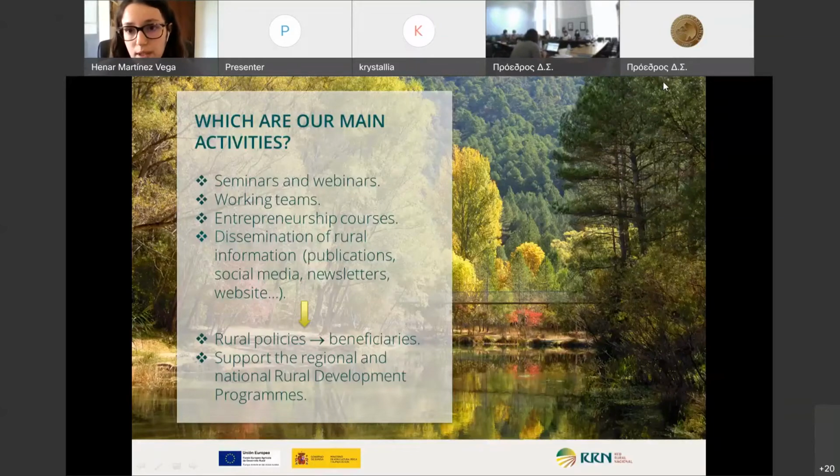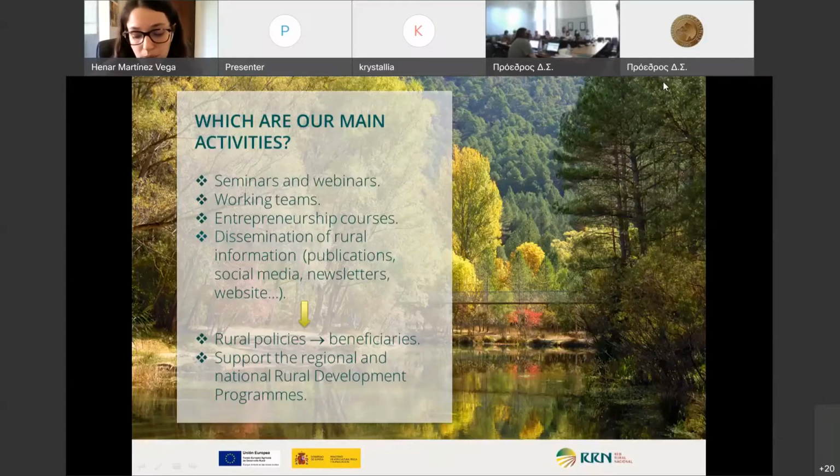So for us, it's really a great tool to know their opinions and what kind of activities we could do in the future. We are also offering free courses of entrepreneurship focused on the rural areas, and we are also publishing and disseminating information and opportunities of the rural areas in our social media, website, and so on.